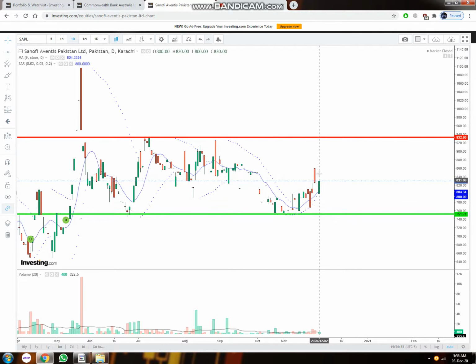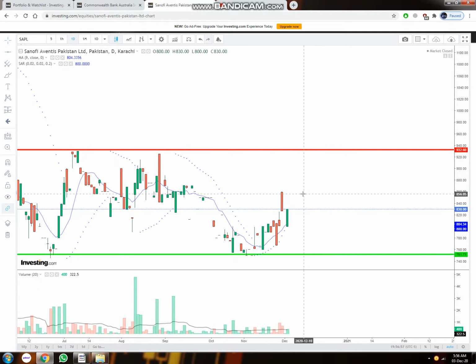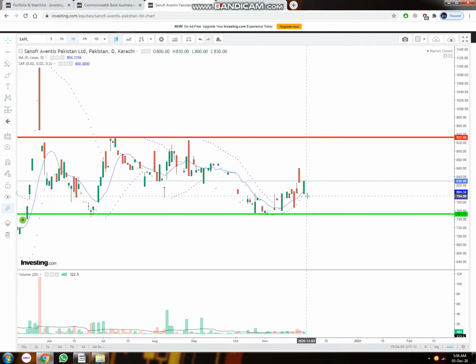So we'll have to wait for it to show us some results of how it will do in the future. If it goes up to this point, which the indicators, the moving average and the parabolic SAR, are also showing, then we'll have to wait to see how it does in the future, and then trade accordingly.